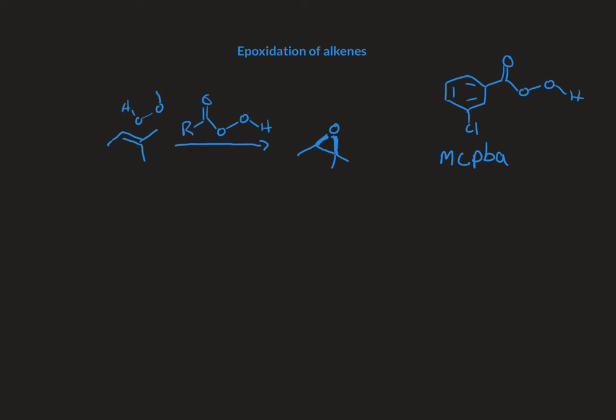I'm going to draw it in a little bit different conformation right above. And so what happens here is that alkene is going to give some electrons up to oxygen, which breaks that oxygen-oxygen bond, which pushes some electrons back to hydrogen, and that pair of electrons comes down, generating this epoxide plus the carboxylic acid.